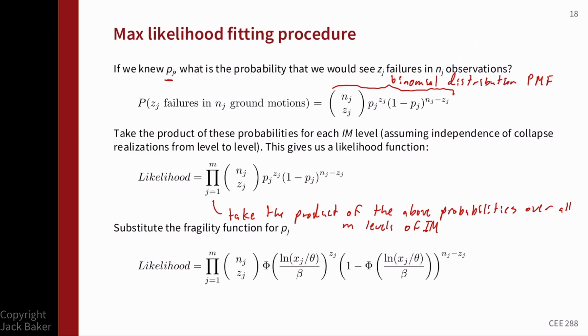All right. And now remember this pj, we had just defined as the probability out of the fragility function. So we'll just substitute in that fragility function here for the pj. And then for the 1 minus pj, we'll have 1 minus the fragility function here. Okay, so now we've got this likelihood that tells me how likely it is I would observe all that data over the different IM levels as a function of my fragility function. And as I change theta and beta, it'll be more or less likely that I observed all the data that I observed.